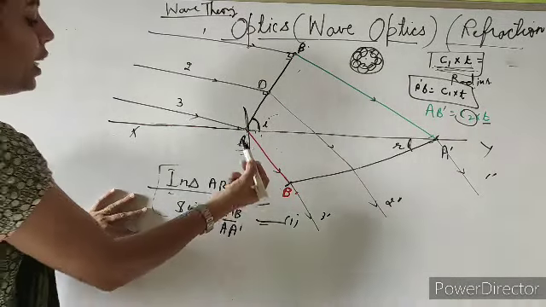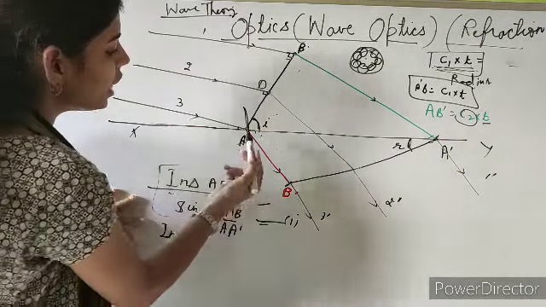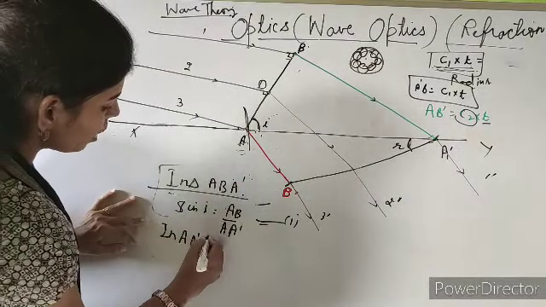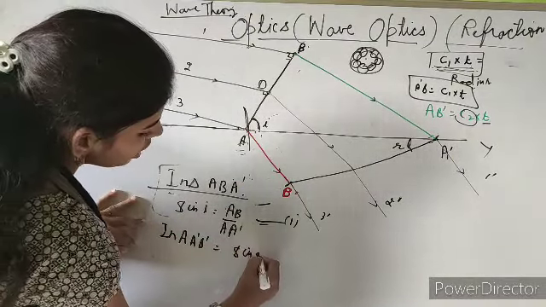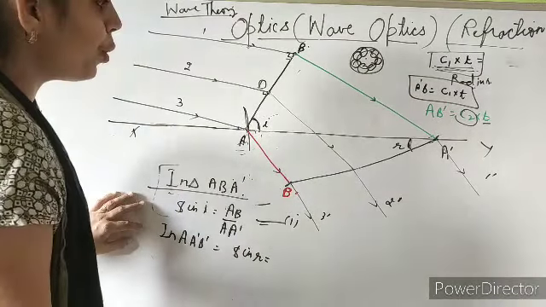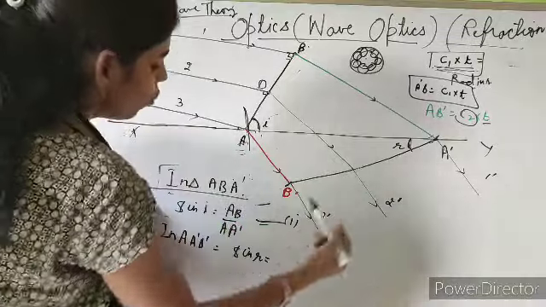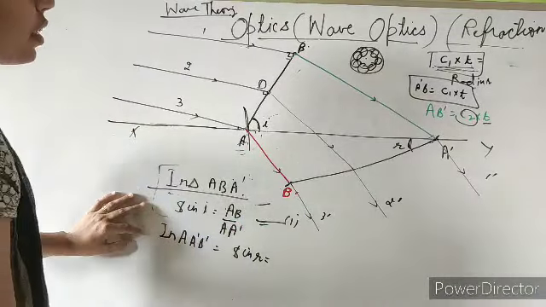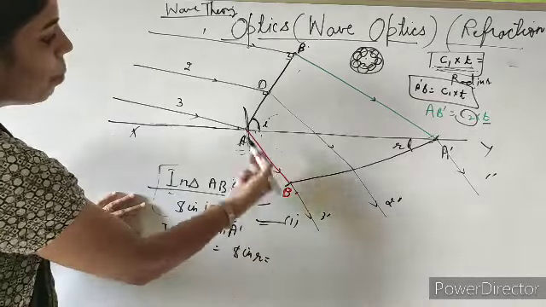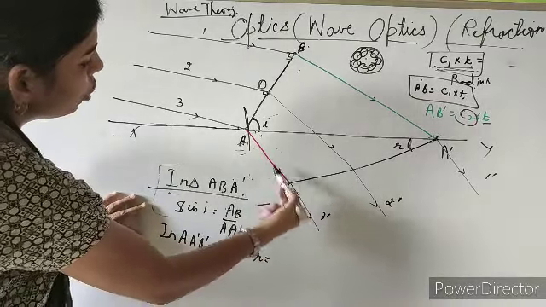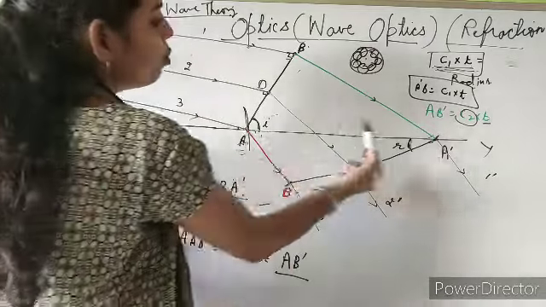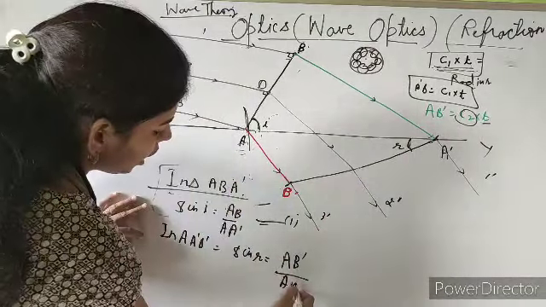Now in triangle, which triangle? In triangle A dash B dash, sin of R. Where is sin of R? Sin of R is again perpendicular over hypotenuse. This is base, this is perpendicular. Perpendicular is your A B dash over hypotenuse. Hypotenuse is again A A dash.